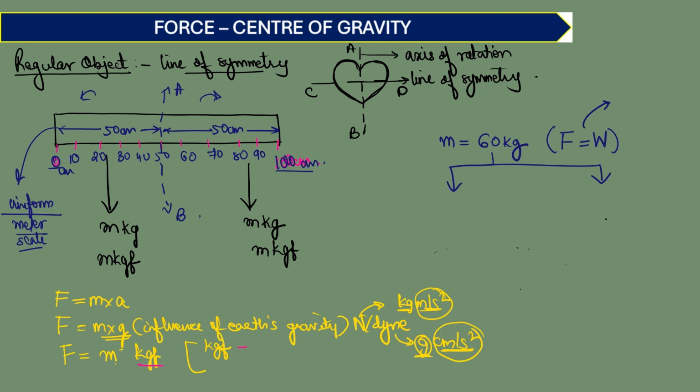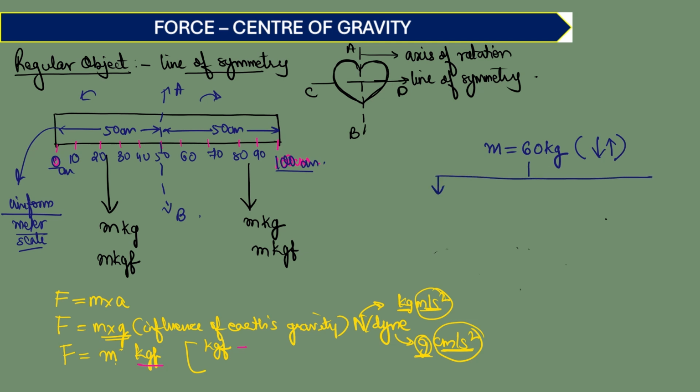It is possible when the body is moving downwards or upwards under the influence of Earth's gravity. Now, what does this mean? It means that if I say mass of an object is 60 kg and it is either moving downwards or moving upwards, what happens? This can be expressed in two ways. If the mass of an object is 60 kg, which is either moving upwards or downwards, that means that the body is under the influence of Earth's gravitational field. We know this. So this can be expressed: the weight of the body is same as the force acting on the body.